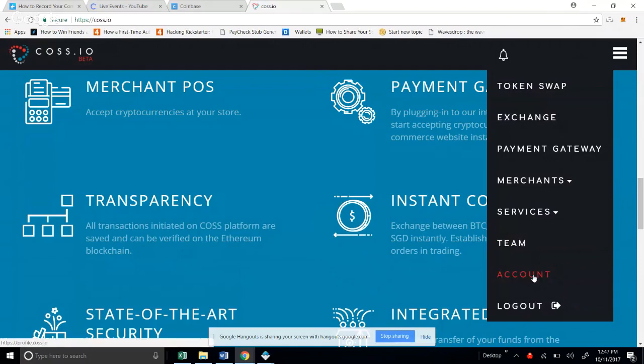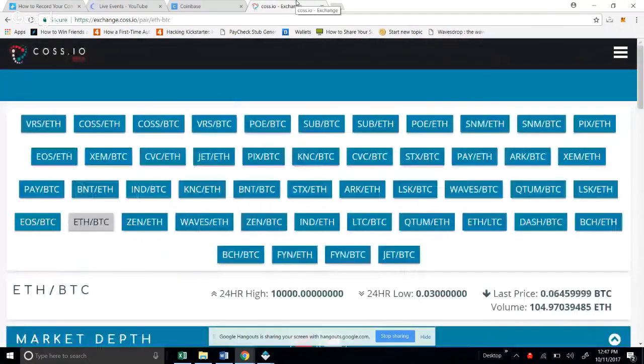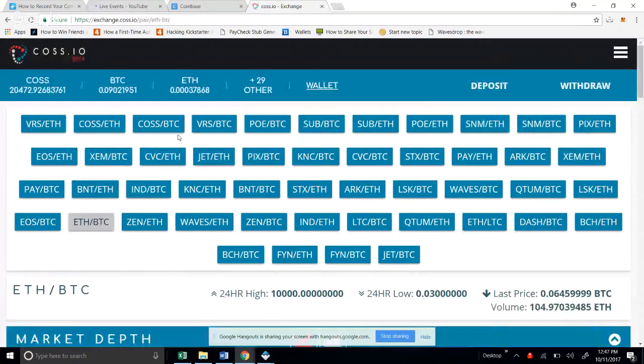So once you get logged in, you'll be back here, and you're going to go to Exchange. And when you go to the Exchange, this will populate every different mix they have in terms of if you want to buy COSS with Ethereum, if you want to buy Civic with Ethereum, if you want to use Bitcoin to buy Civic.